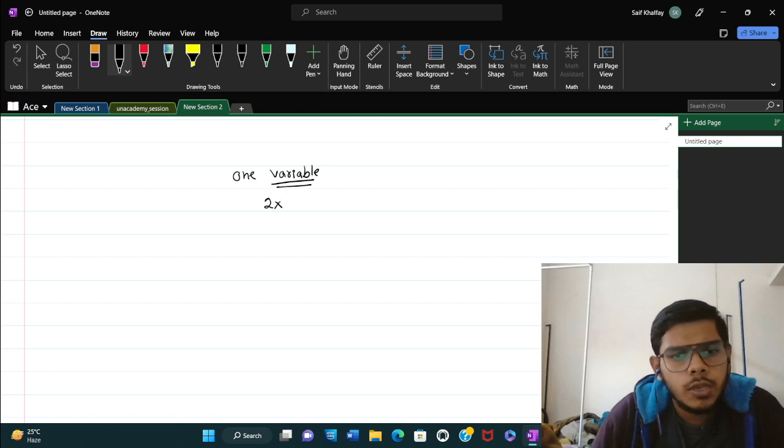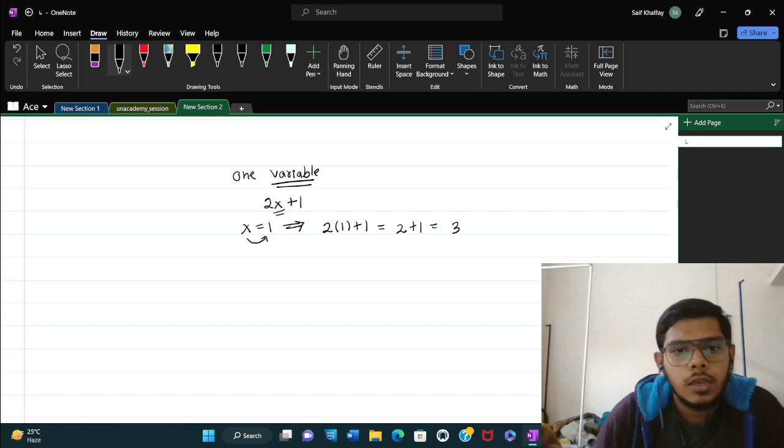So, okay, let me consider this 2x plus 1. Now what I will say is put x is equal to 1 in this equation. What do you get when you put x is equal to 1? It's easy, 2 times 1 plus 1. I have just substituted 1 in place of x. So it is 2 times 1 plus 1. 2 times 1 is 2, and 2 plus 1 we get as 3.